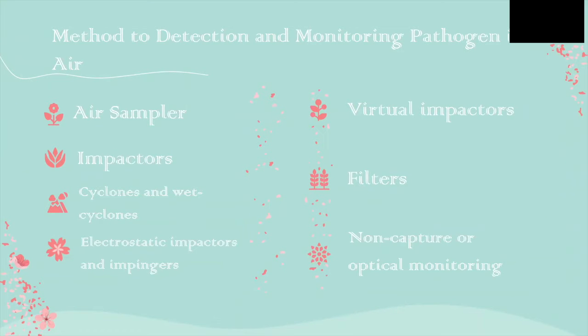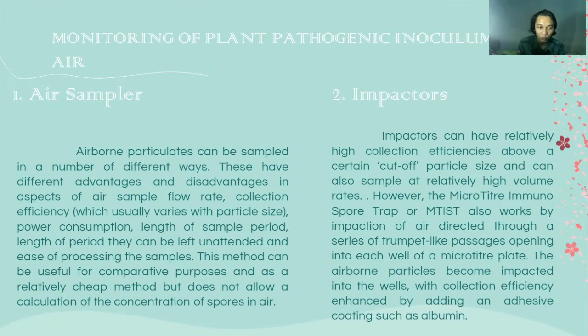There are 7 methods to detect and monitor pathogens in air: air samplers, impactors, cyclones and wet cyclones, electrostatic impactors and impingers, virtual impactors, filters, and non-capture or optical monitoring. Monitoring of plant pathogenic inoculum in air. 1. Air sampler.